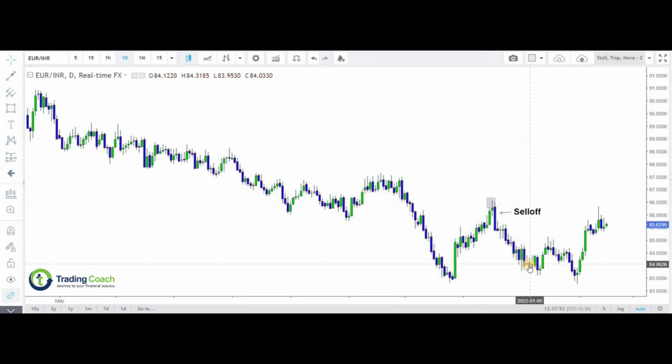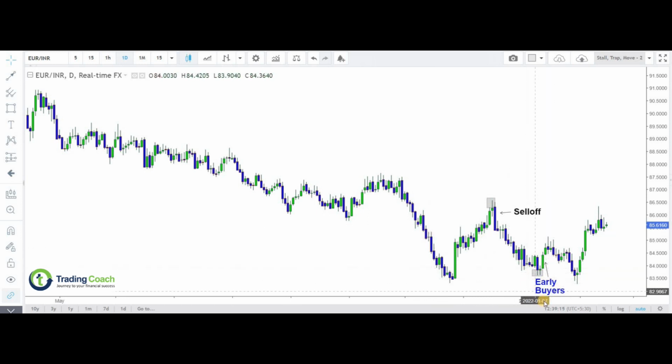Right after that particular sell-off, we can see a nice stall over here. We can see a series of late buyers, a series of early buyers. The people who are pretty early in the markets are trying to bottom pick this sell-off. They are trying to buy the currency after this sell-off.